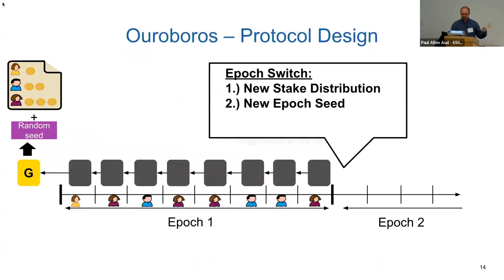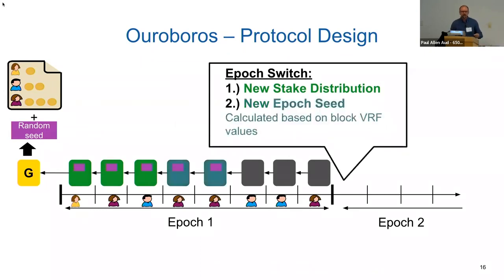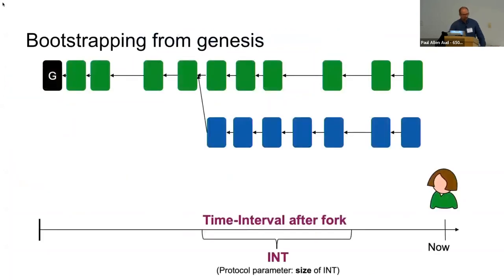The system runs in epochs, and once an epoch terminates, a new stake distribution is determined by looking at the transactions, and then you have a new epoch seed, which is calculated in some way so that it's cryptographically resilient. The adversary cannot bias it, let's say, too much. So that's how the protocol works for servers that run in order.